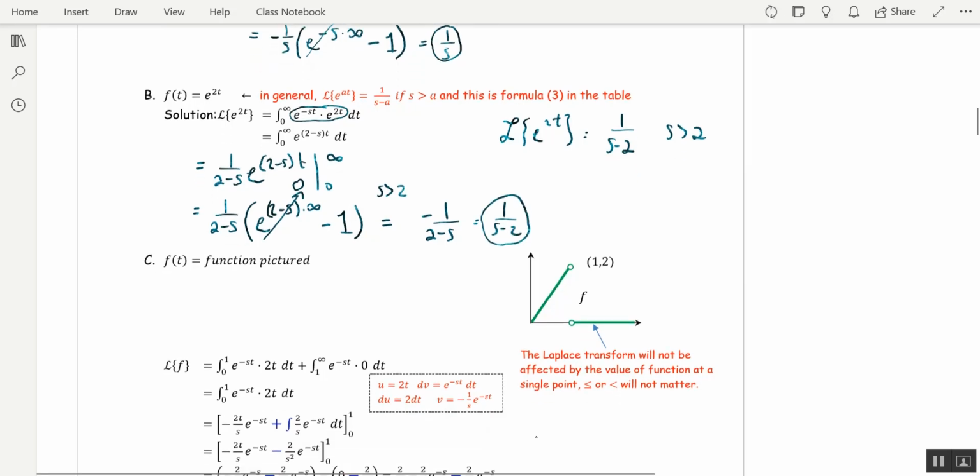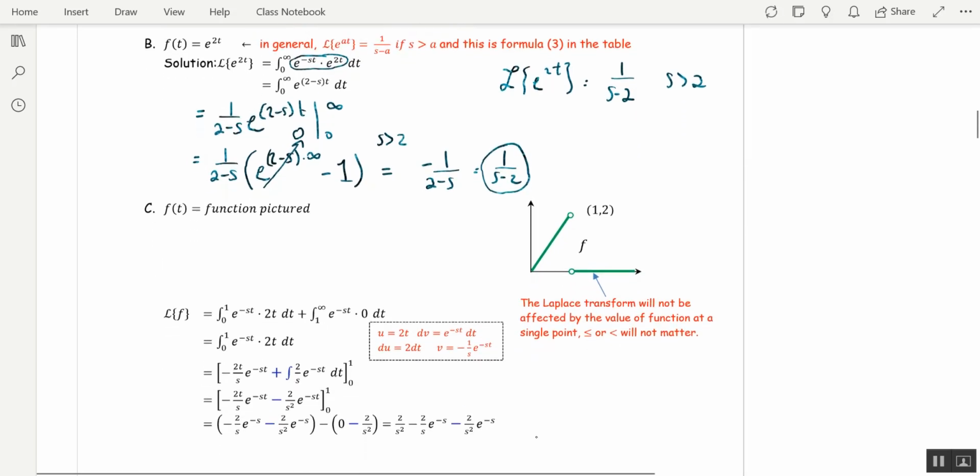Okay, last one is a piecewise defined function, so you're not going to see a formula for this in your table. You have to do this using the definition. So the first thing I need to do for this function over here on the right is write down a piecewise defined equation for that. So f of t is, well, that's 2t.